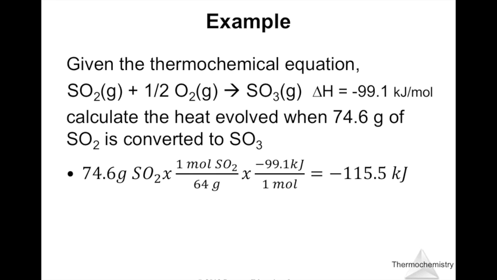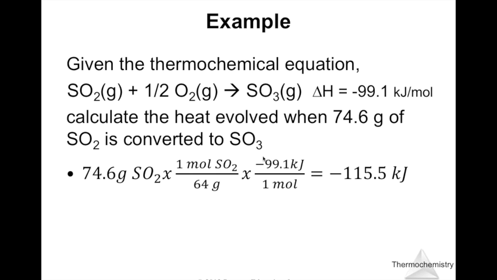So an example, given the thermochemical equation, this right here, we've got your delta H, right? You want to figure out how much heat is evolved if you have 74.6 grams of SO2. We're converting it to SO3.